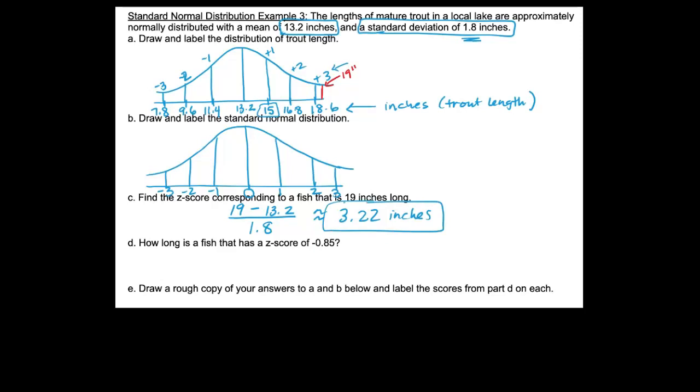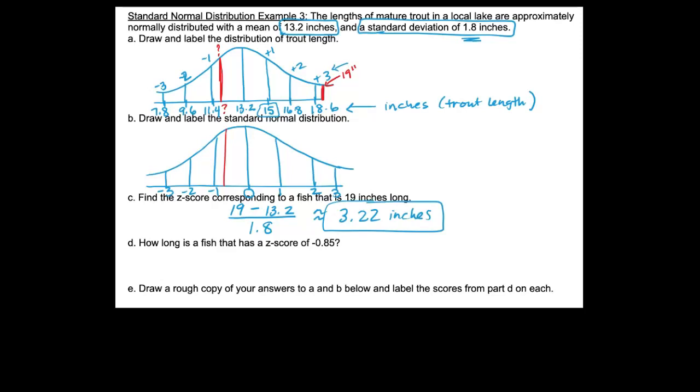Okay. And then if we look at our picture up here where I drew 19 inches, you can see that that's above 3 standard deviations. So our calculation matches up with our picture of what we would have expected. And then for part D, how long is a fish that has a z-score of -0.85? Well, you can imagine, on the standard normal curve, -0.85, that would be almost to -1. And if I move that up to the distribution of trout length, okay, I'm expecting a trout length somewhere maybe a little bit less than 11.4.